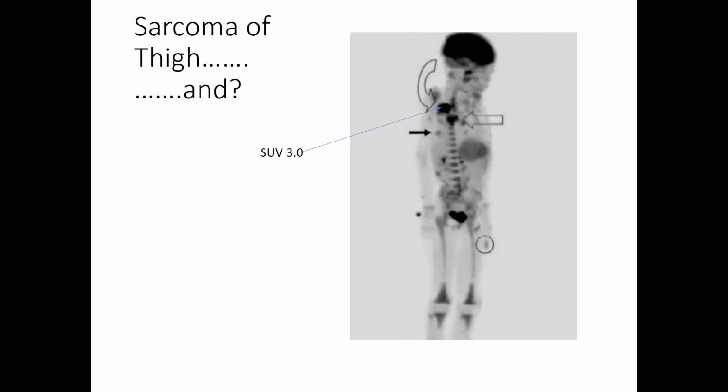So we biopsied this, and this is indeed tuberculosis in the neck. The lymph nodes are HIV lymphadenitis, and the lesions in the lung are metastases. But the SUV of 3 misguided us because that is a tuberculous lesion, an inflammatory lesion, not a malignant lesion. Slide.